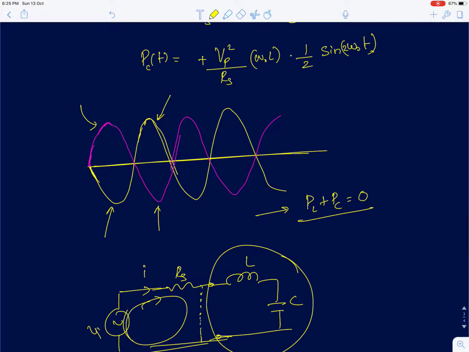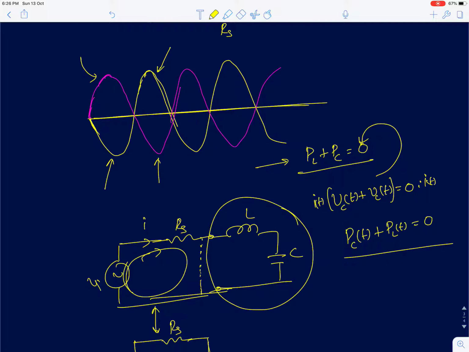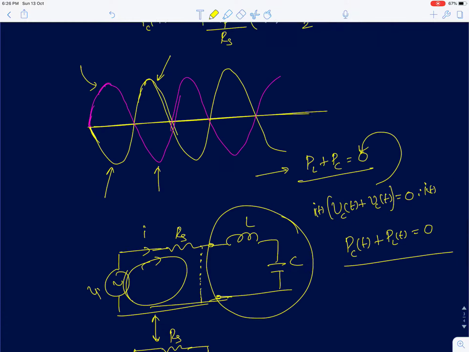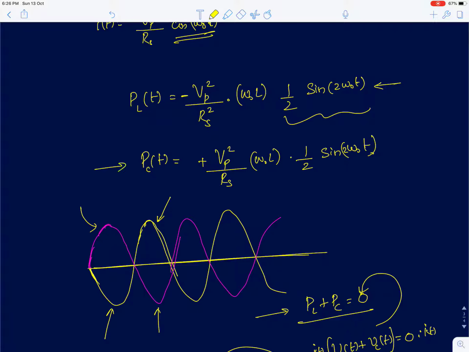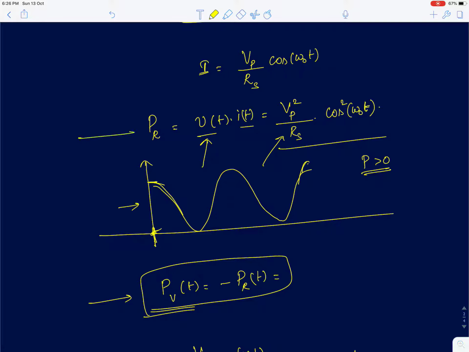Also, you can see this result directly follows from the equation that Vc of t, the voltage across the capacitor, plus the voltage across the inductor, is equal to 0. I just have to multiply by the current I of t on both sides, and I directly get this result: Pc of t, the instantaneous power across the capacitor and inductor, is equal to 0. So from this we obtained a result for the power dissipation across the inductor and capacitor, and we also found the power dissipated across the resistor, which was given by this.